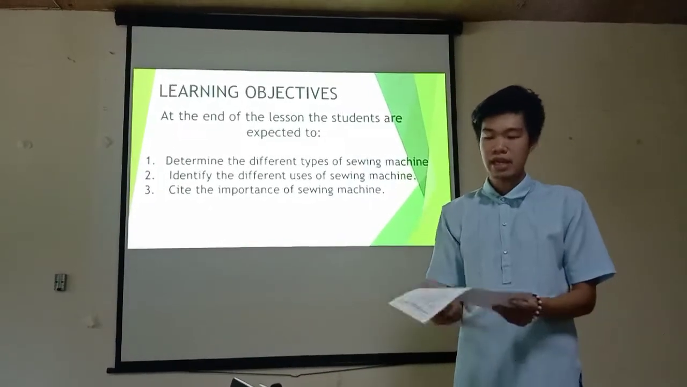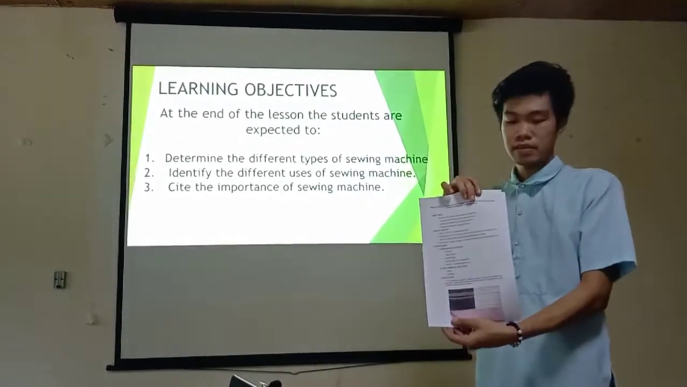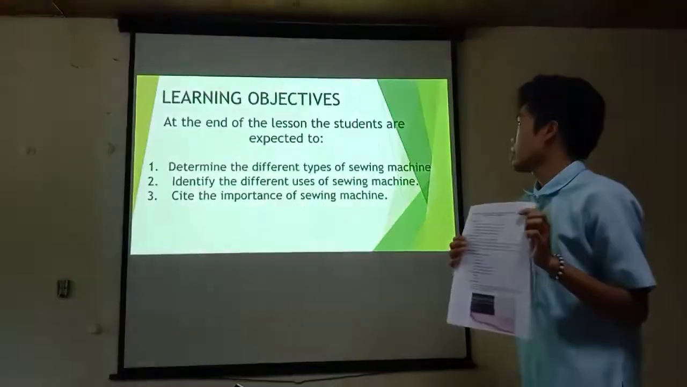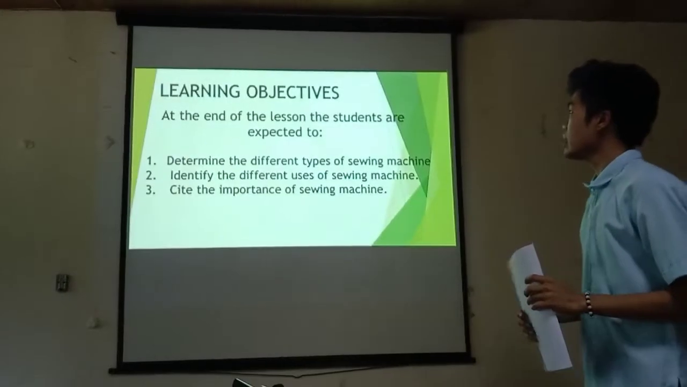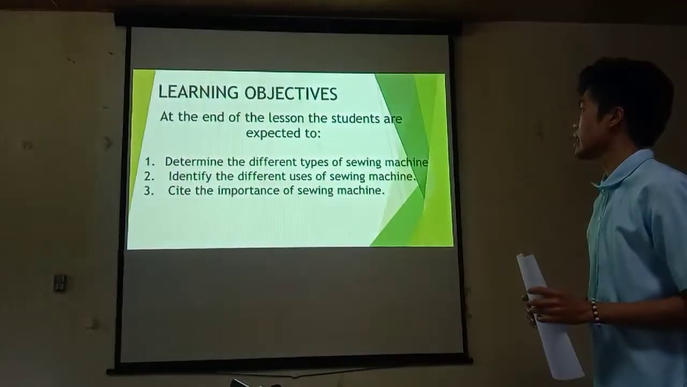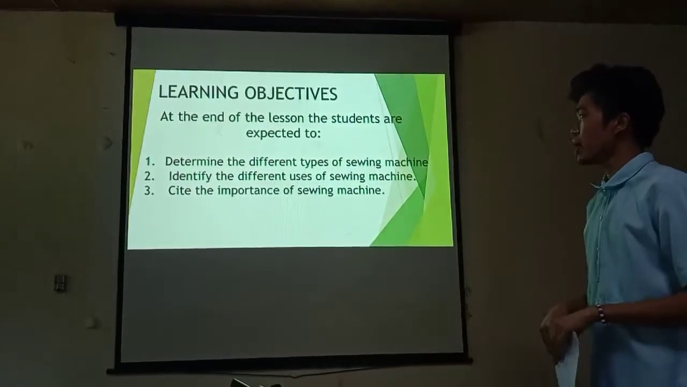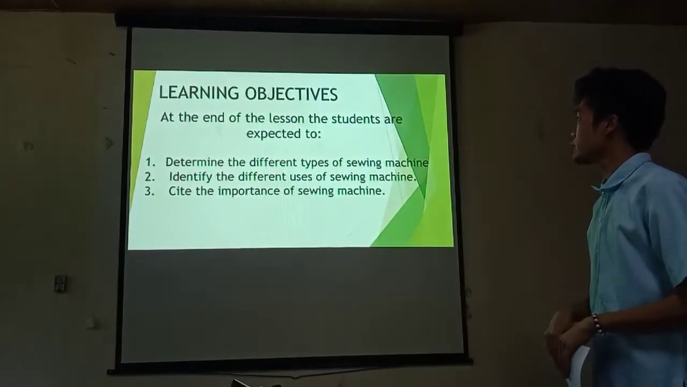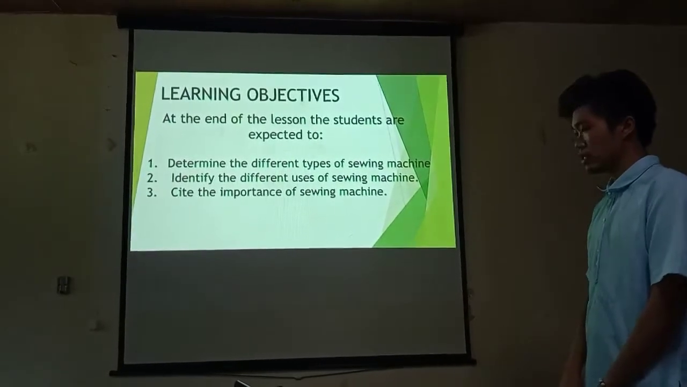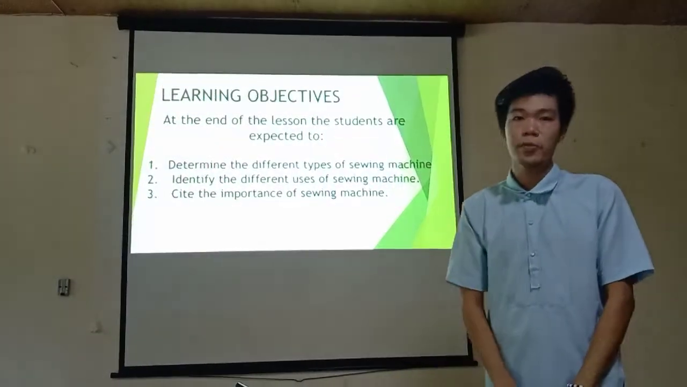And here is my lesson plan for today's topic. Here are my learning objectives. At the end of the lesson, the students are expected to: Number 1, determine the different types of sewing machine. Number 2, identify the different uses of sewing machine. Number 3, cite the importance of sewing machine. So allow me to take my demonstration for today's topic.